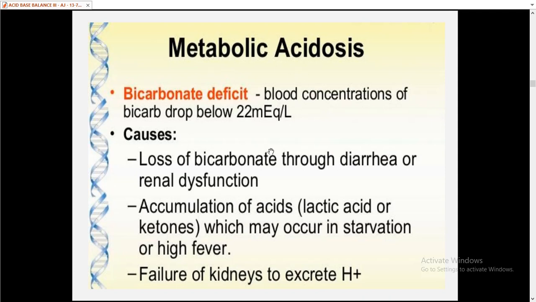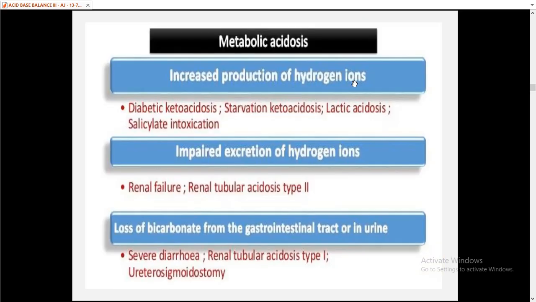So, in metabolic acidosis, the bicarbonate deficit occurs whenever the bicarbonate level falls below 22 milliequivalents per liter. And the most common causes could be either the loss of bicarbonate through diarrhea or renal dysfunction, or accumulation of acids like lactic acid or ketone body accumulation, which may be seen in starvation and high grade fever, or failure of the kidneys to excrete hydrogen ions. These are the common three reasons due to which metabolic acidosis can occur.